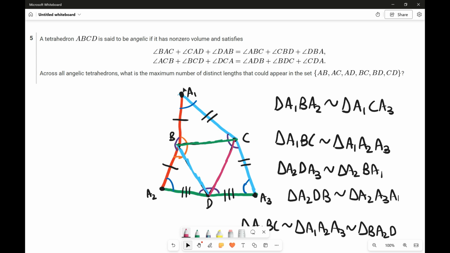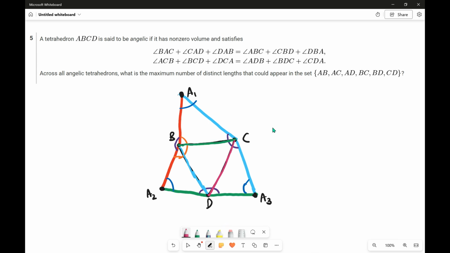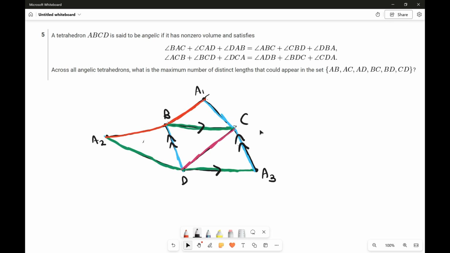And if we want to show that it's equal to 4, then we just need to find a construction that works. So let us do that right now. Now observe that BC is equal to DA3 and BD is equal to CA3. So BCA3D is a parallelogram. So we can redraw our diagram so that this is the case. So now we have our parallelogram here, BCA3D. And now let's show that this satisfies the angle equalities. Because this forms a valid net because of these length equalities, we can always fold it back up and retrieve our tetrahedron.